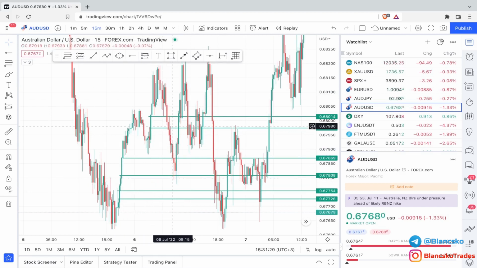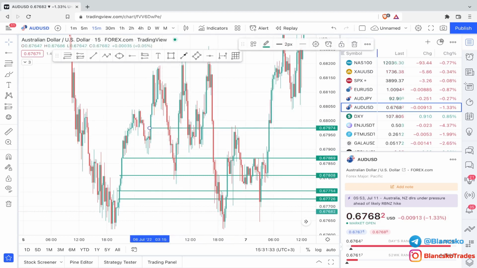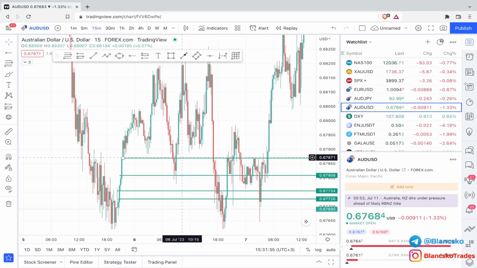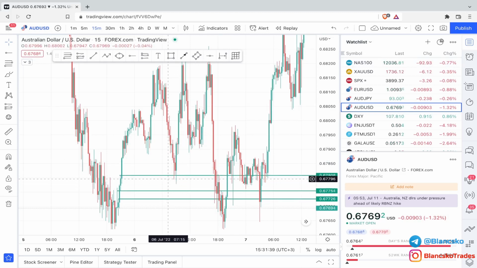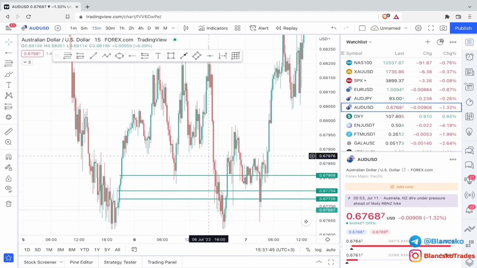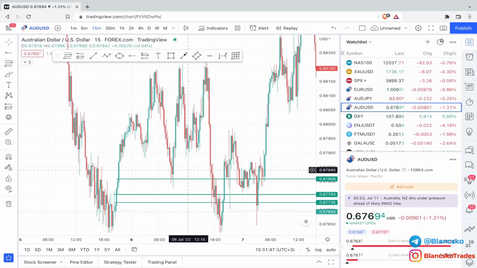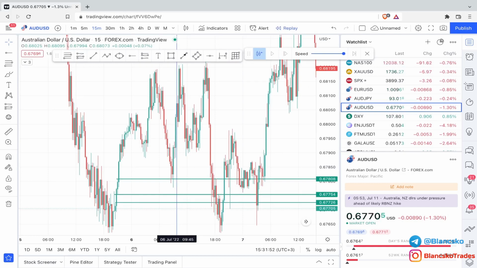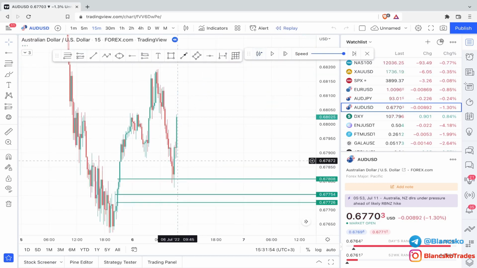Okay, so we can just delete these because they were filled, but we still have some imbalance left underneath this low right here. We still have this void left. Okay, so let's keep that in mind and move on. You know what, let's just use the bar replay. It's a lot easier, actually.